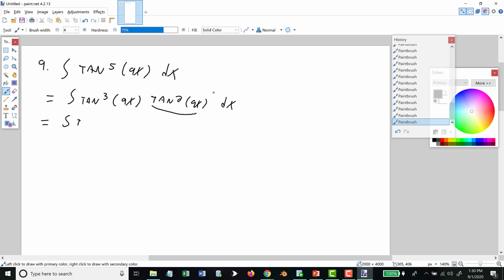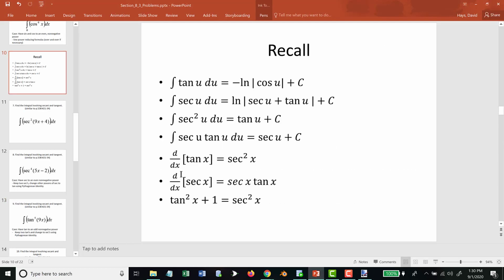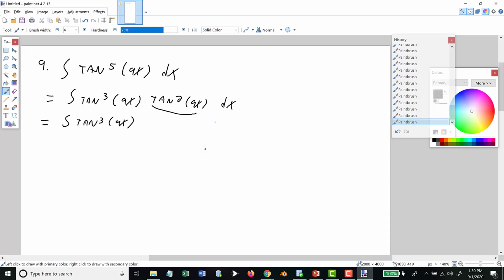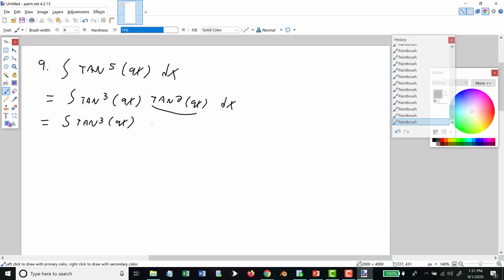So tangent squared. Tangent squared is this bottom one here. And notice that there's not a plus 1 here. So tangent squared is equal to, we take the 1 over the right side, would be secant squared minus 1. So this would be secant squared minus 1 dx.